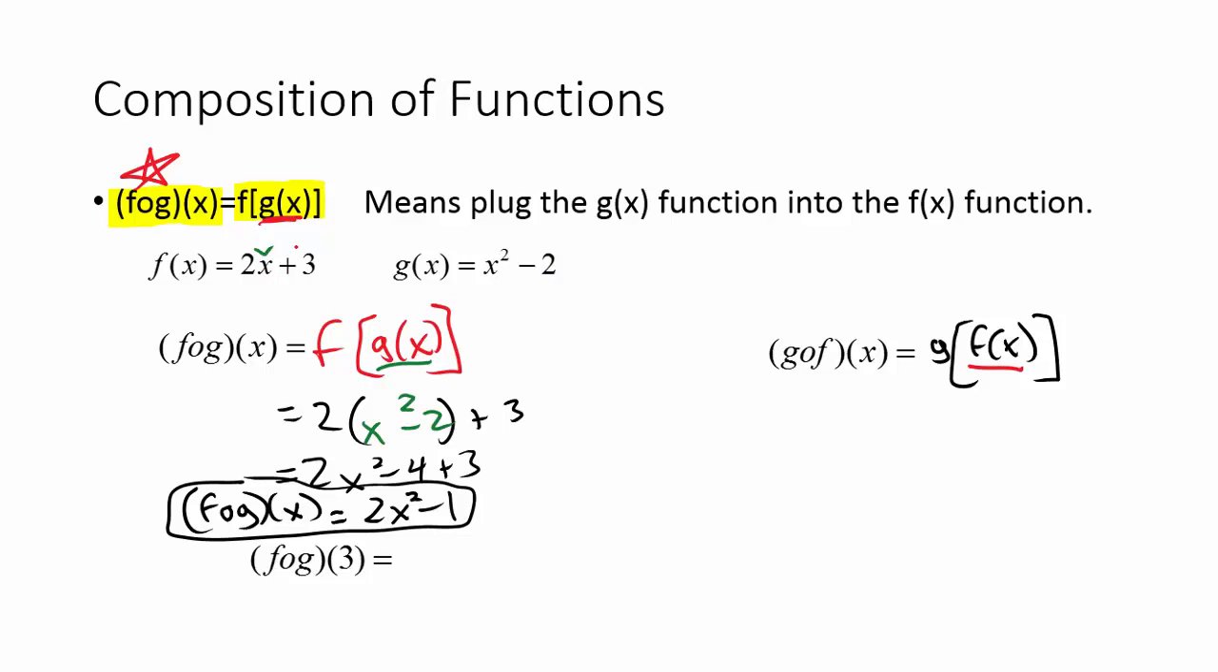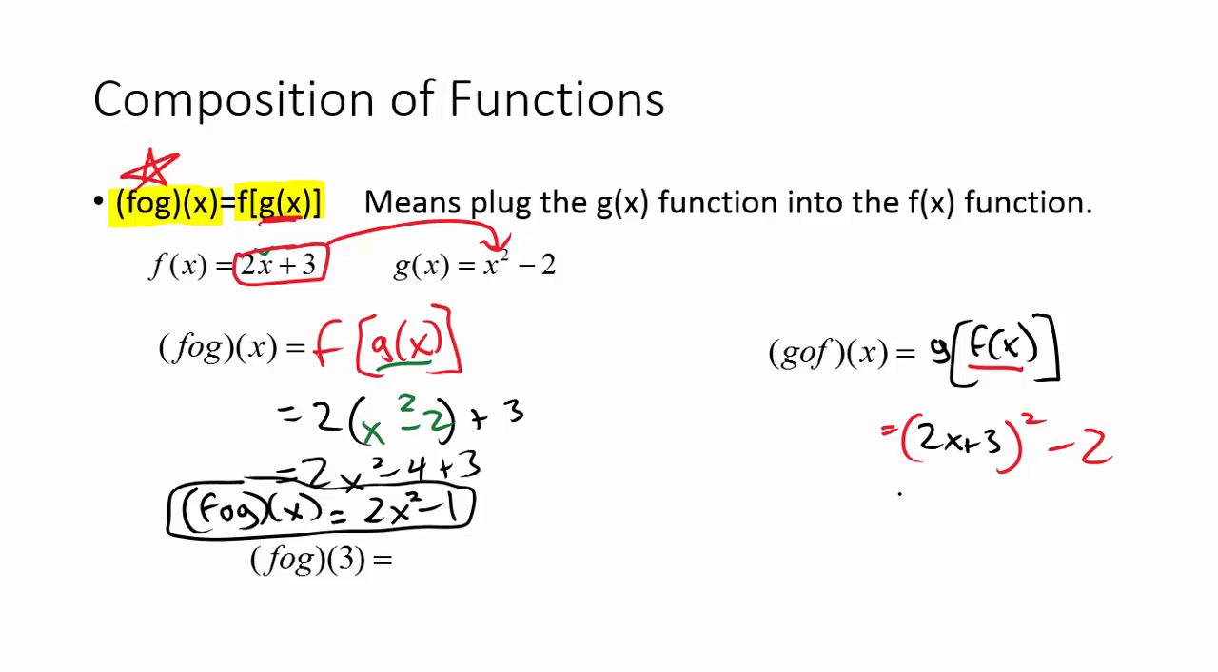So I've got this f of x function, and that's going to get plugged in everywhere you see an x in g of x. There's only one x here, so we'll rewrite the g of x function. So g of x looks like this, something squared minus 2, and that something that's going to go in here will be this 2x plus 3.